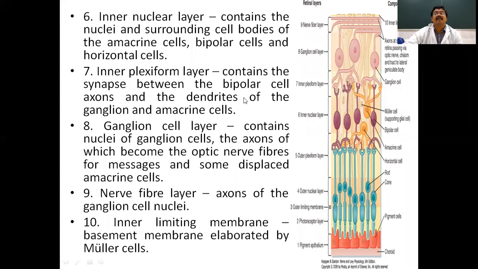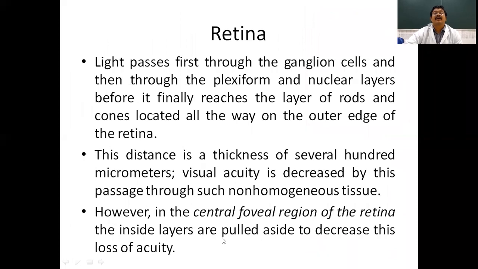The inner plexiform layer contains the synapses between the bipolar cells and the dendrites of the ganglion and amacrine cells. This is the ganglion cell. The ganglion cell layer contains the nuclei of the ganglion cells and the axons of the optic nerve carrying messages from the amacrine cells. The 9th layer is the nerve fiber layer. It contains the axons of the ganglion cell layer. The 10th is the inner limiting membrane. It is elaborated by the Muller cells.